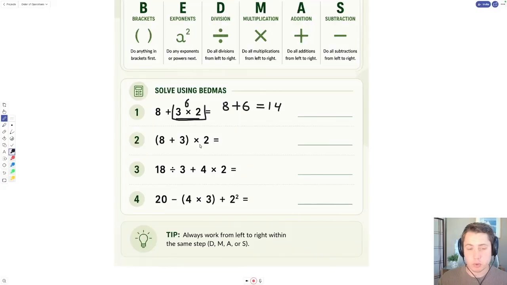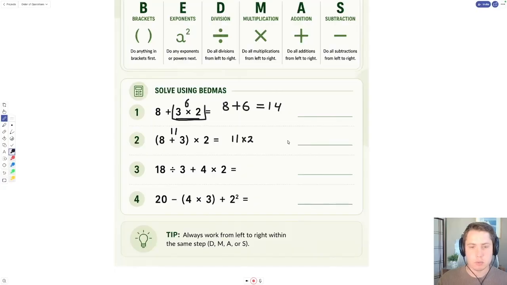All right. Here's our next one. Here, we have multiplication, right? But we also have these in parentheses, brackets. So, brackets are the very first thing you do no matter what. Like brackets, if you see them, that's the first thing you're doing in your question, in your equations. So, what is 8 plus 3? Well, it's going to give us 11, so let's write 11. We're going to rewrite 11, and then times 2.